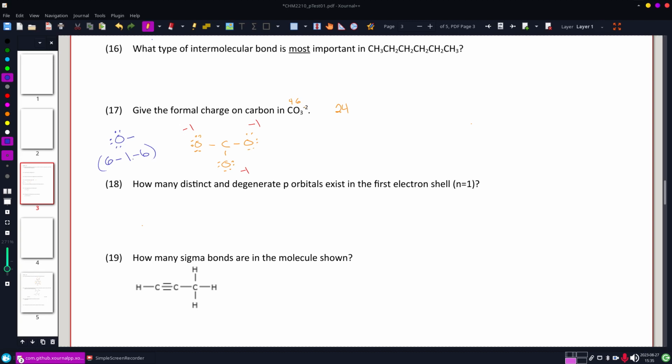6 valence electrons minus the 1 bond minus the 6 unshared electrons. And if we also check the formal charge of the carbon, we have 4 minus 3 bonds. So it is also not 0.